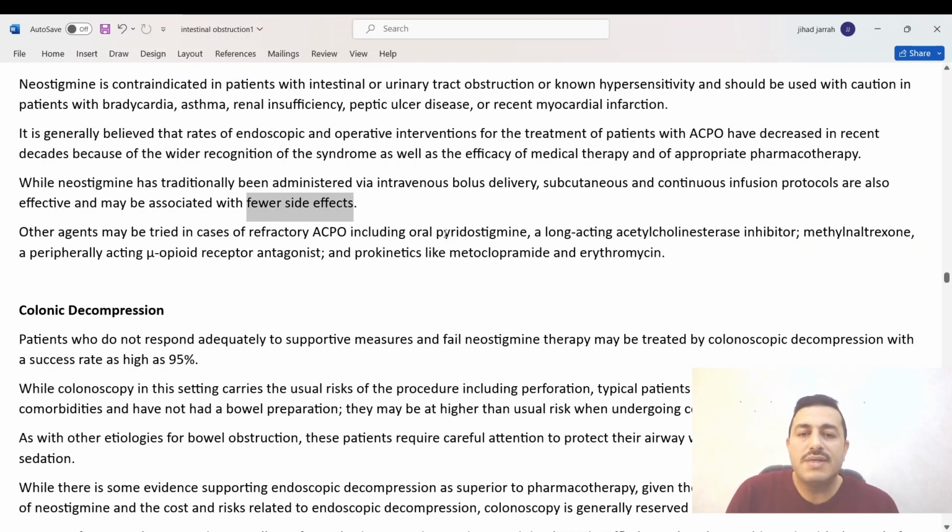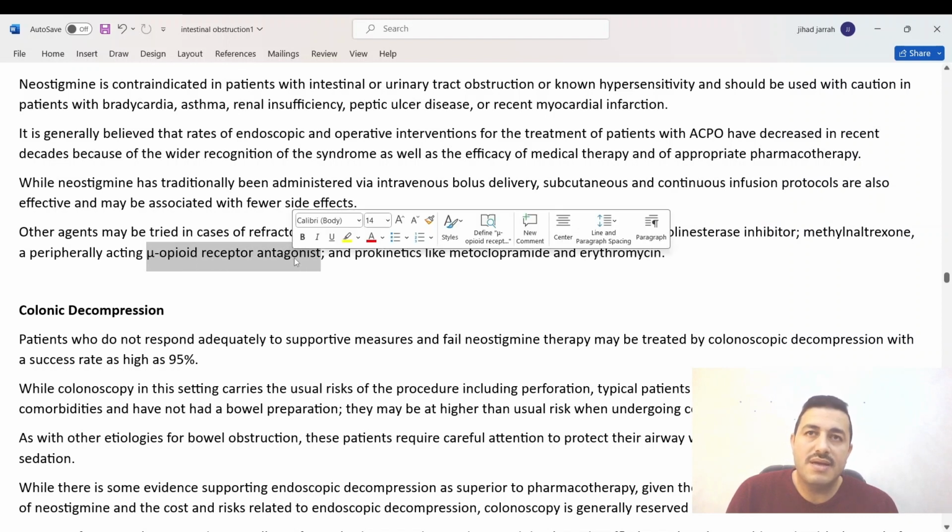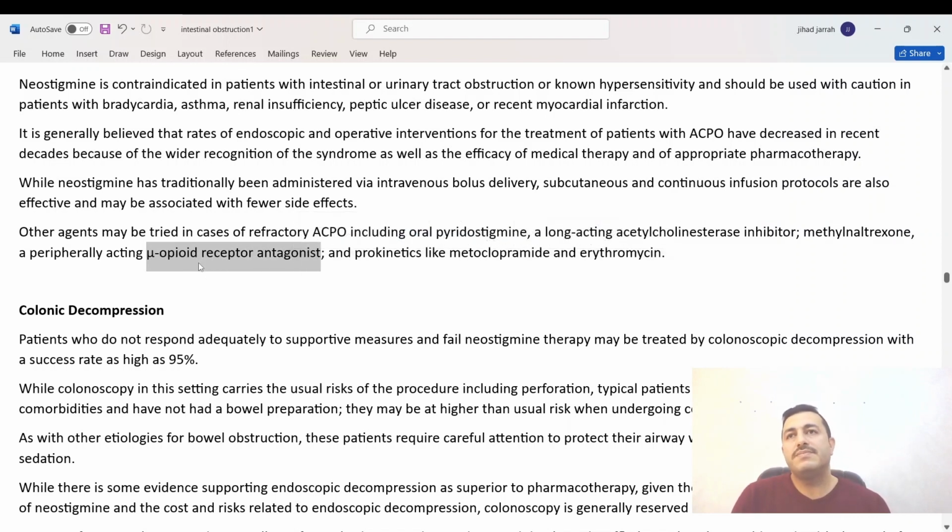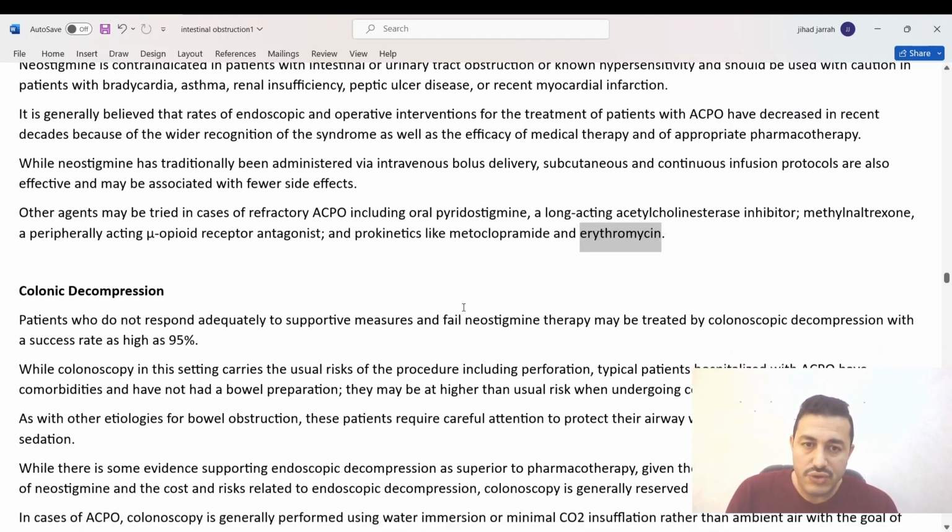There are other agents similar to neostigmine. We can use, for example, pyridostigmine. I think if we ask an anesthesiologist, they will help us. Pyridostigmine is a long-acting acetylcholinesterase inhibitor. We can give methylnaltrexone, a peripherally acting opioid receptor antagonist. We know that opioid receptor activation decreases bowel motility, so blocking it will increase bowel motility. And we can give prokinetics such as metoclopramide and erythromycin. They show a degree of success in the treatment.